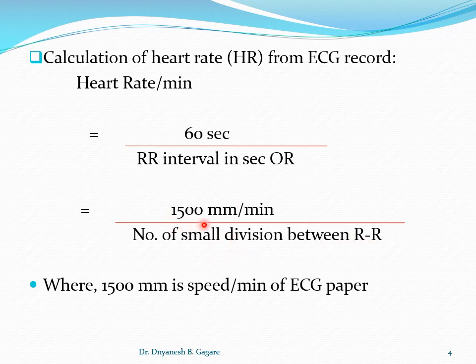Suppose this is 25, then 1500 divided by 25, and that will be your heart rate, and it comes to about 75 beats per minute. Okay, here the 1500 is nothing but the speed of the ECG. So easily you can count the heart rate from the ECG.